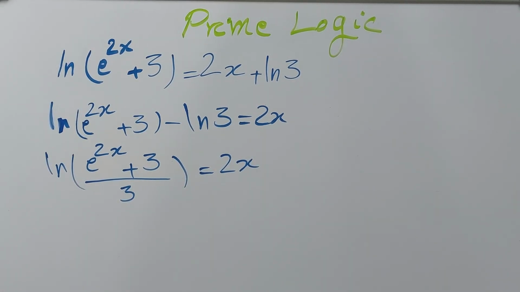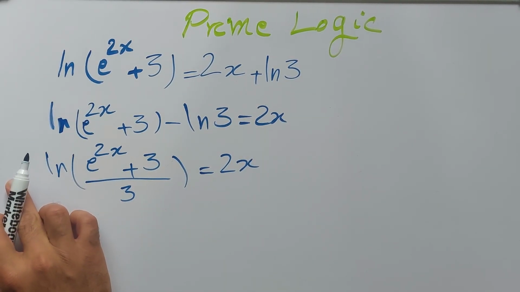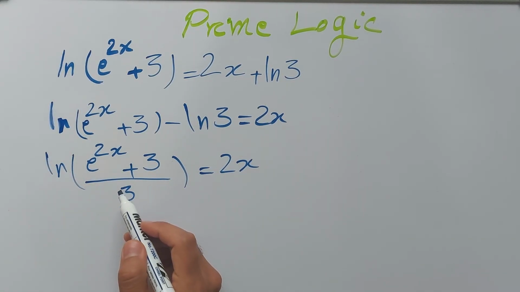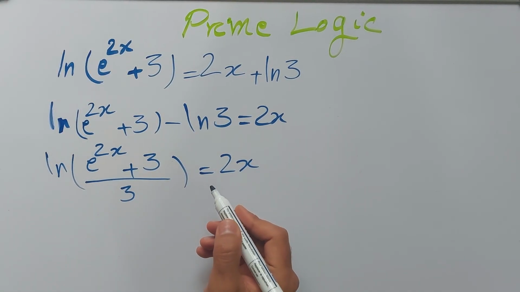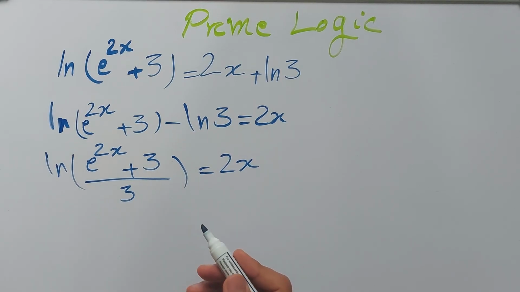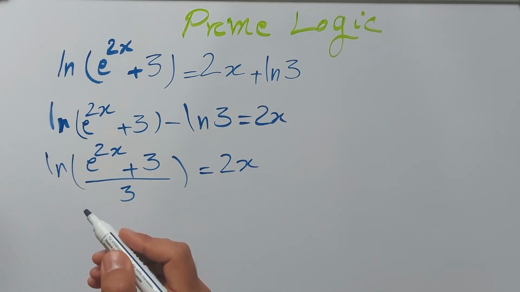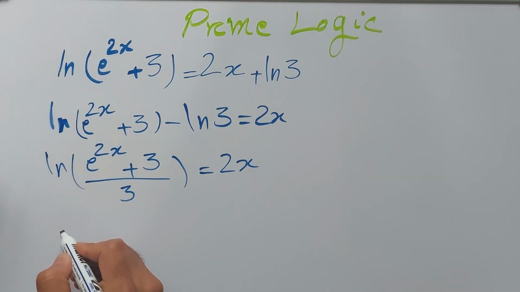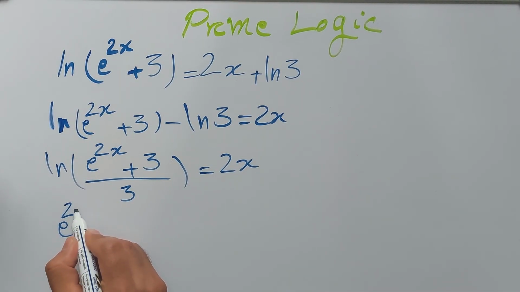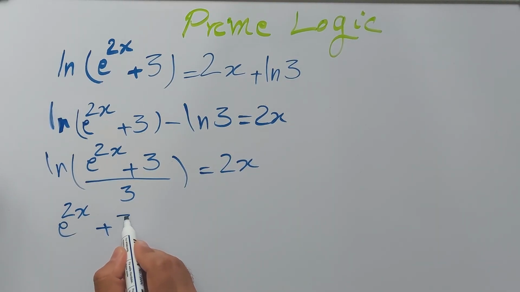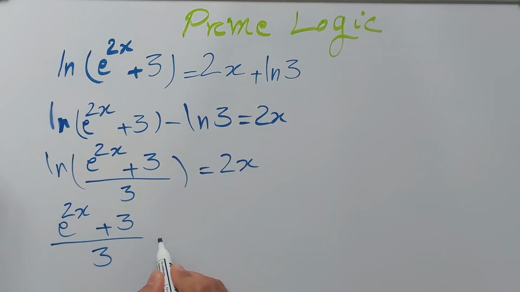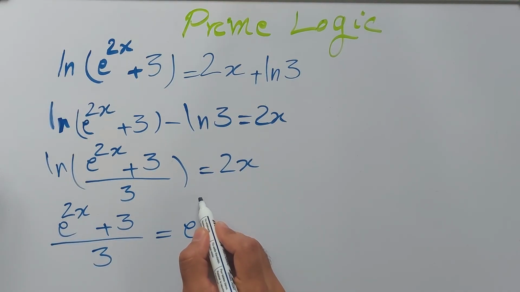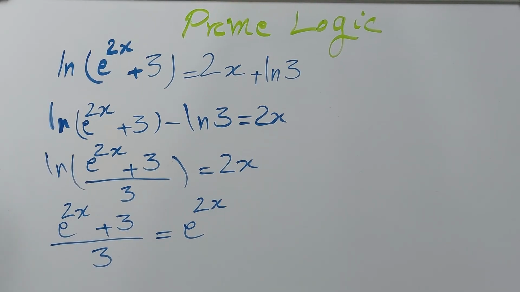Next step is to get rid of this natural log. Our approach is to raise e to the power of each side. This step is called exponentiation, so we need to exponentiate each term. e to the power of this term is just this term itself. So e^(2x+3) / 3 = e^(2x).